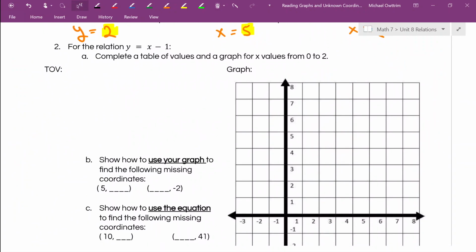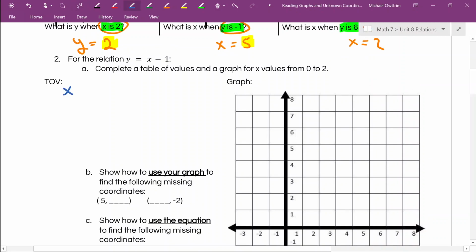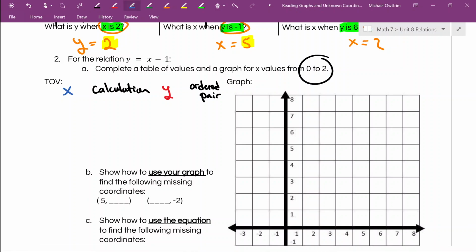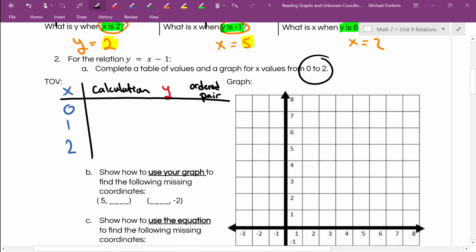In the situation where we are given a relation, to complete our table of values, we need to do a calculation. So we're going to set up an x column, a calculation column, a y column, and if you want, an ordered pair column. And we're told to use the x's from 0 to 2, so that's 0, 1, and 2. Our calculation is told to us by our equation. We need to take the x value and subtract 1.